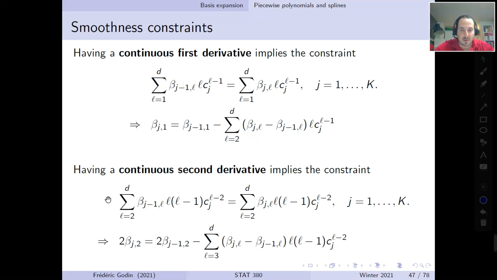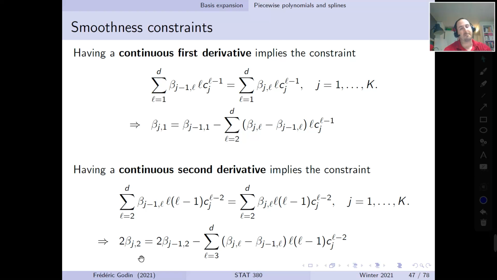Same thing here, we can repeat that step to impose that the second order derivative is continuous. Here the summation starts at l equal to 2, so you can take the first term and isolate it. This becomes twice beta j2 equals twice beta j minus 1, 2, and then throw all other terms of this summation on the right side, and you get this summation. So now we see that this constrains the second order coefficients beta for our piecewise polynomial.